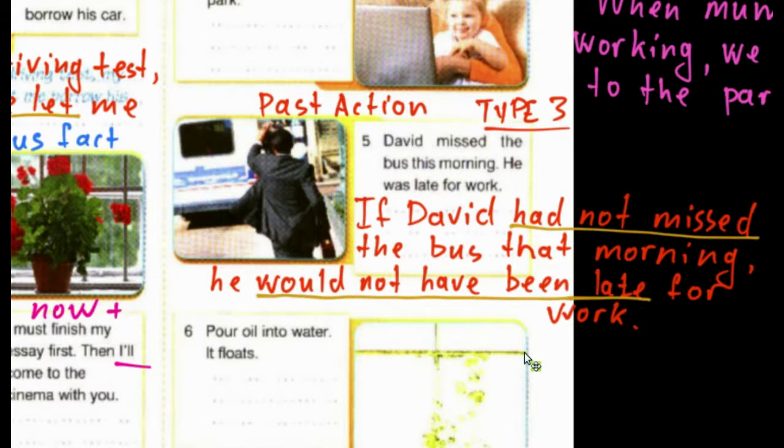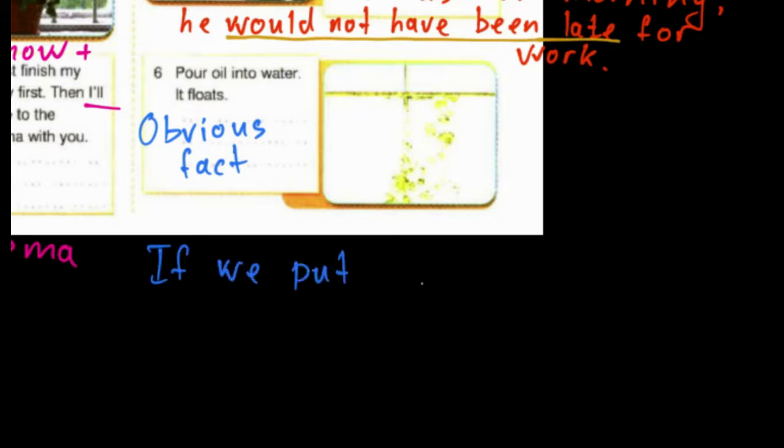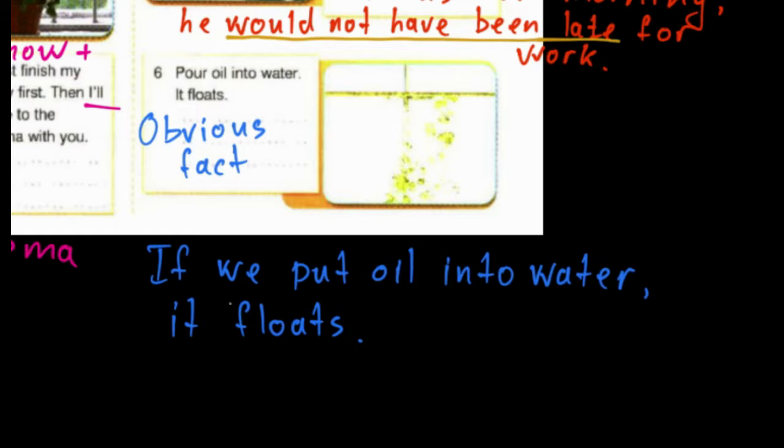Okay, what about number 6? Pour oil into water, it floats. Here we have another obvious fact, so obvious truth. We all know that oil floats on water. So if we pour oil into water, it floats. And here we just have two present simple, here and here, in the if clause and in the main clause.